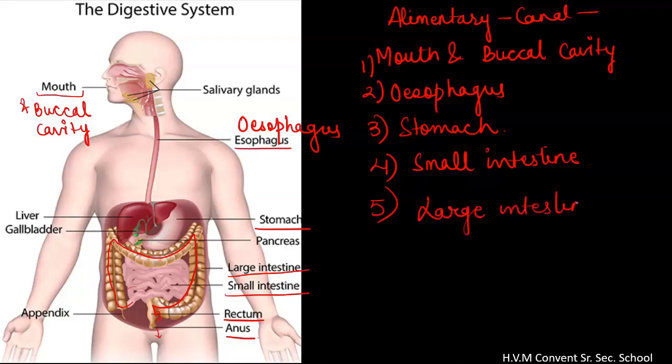The large intestine includes the rectum, which is a part of the large intestine only. Followed by the large intestine, the small opening through which the waste is passed out of the body is the anus. So these are the components of our alimentary canal: mouth, esophagus, stomach, small intestine, large intestine, and anus. Now we will talk about the different glands that are associated with our alimentary canal.